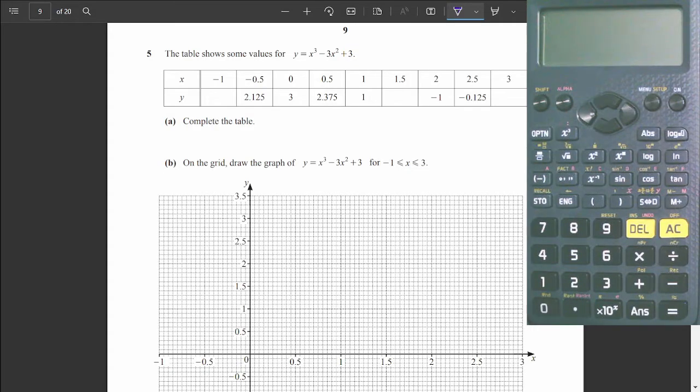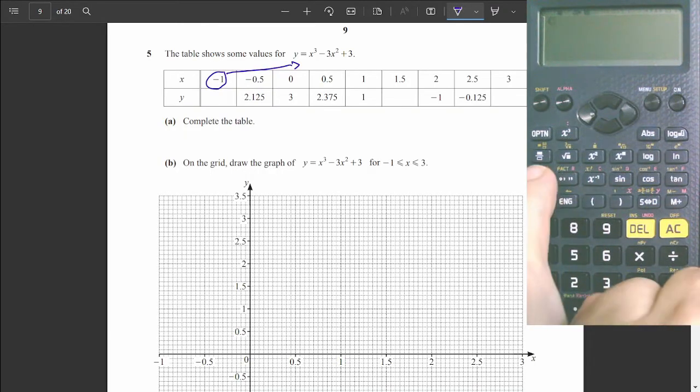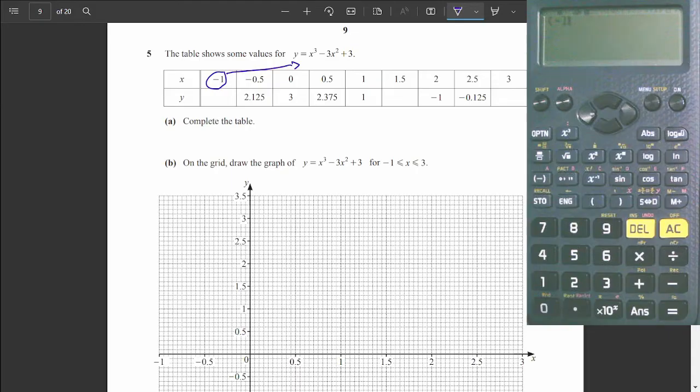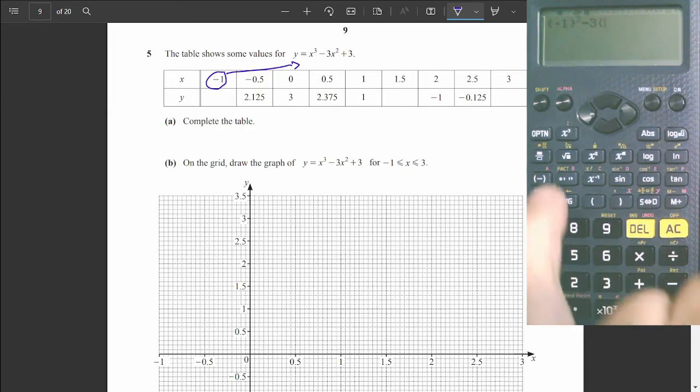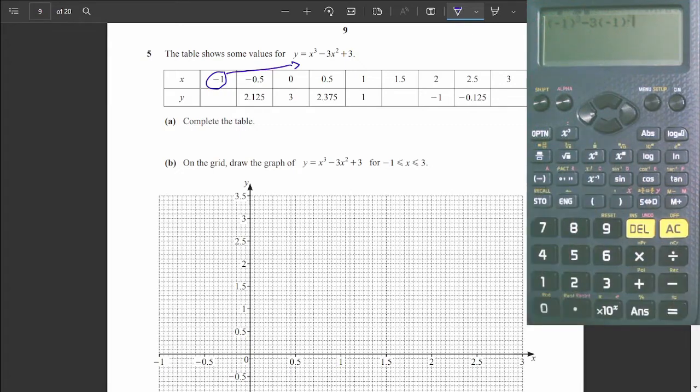So I'm going to first of all substitute this -1 into that equation there. What's very important to remember is if you're squaring or cubing a negative number, put it in brackets. And that's (-1) cubed minus 3 times (-1) squared plus 3, and we get our first value, which is -1.